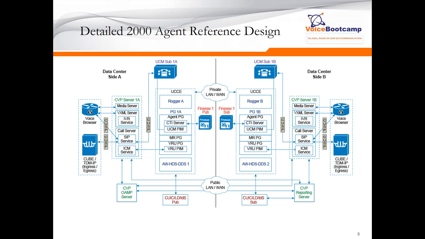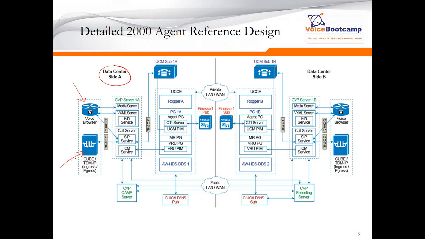Starting from left to right, we're going to focus on the site A data center. You will usually have a voice XML gateway for processing and rendering VXML applications. You will have your ingress voice gateway for receiving and sending calls from the PSTN. That does not necessarily mean it has to be T1; it could be a SIP trunk as well.